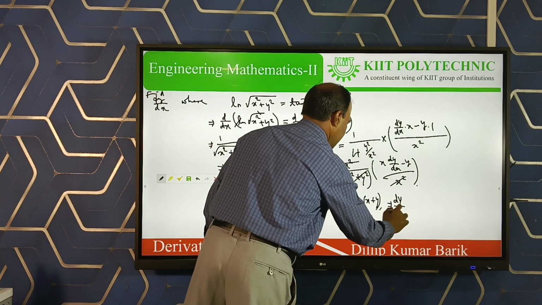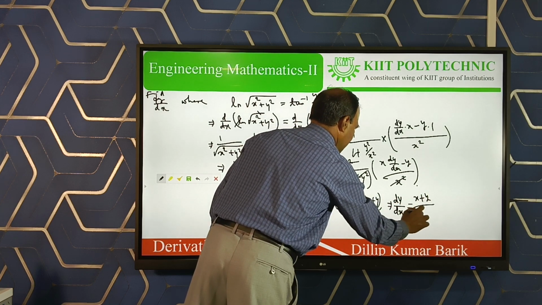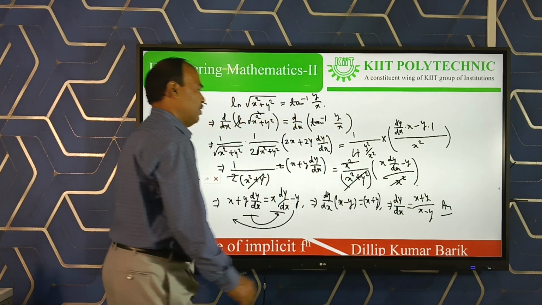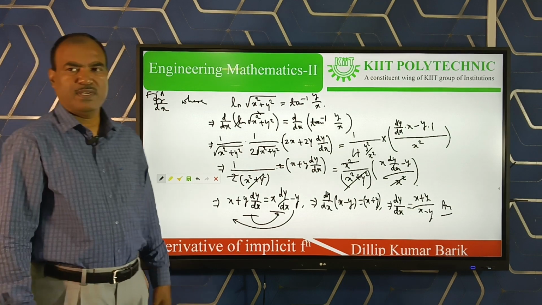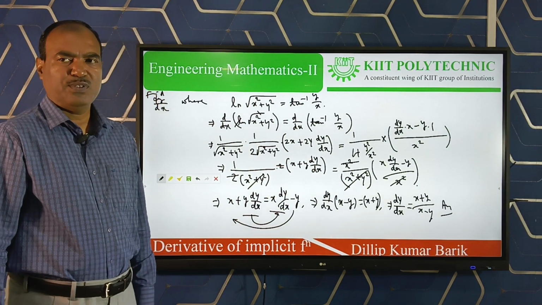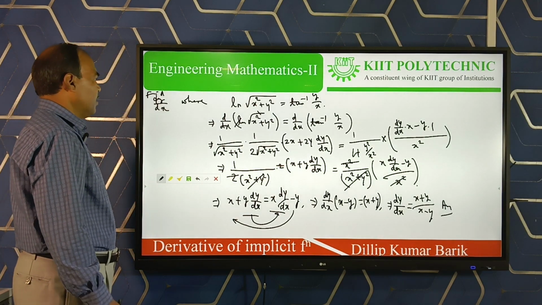The final answer is: x plus y times dy by dx is equal to x plus y by x minus y. This is nothing but our answer. Clear? So similarly we can take other examples related to our question.